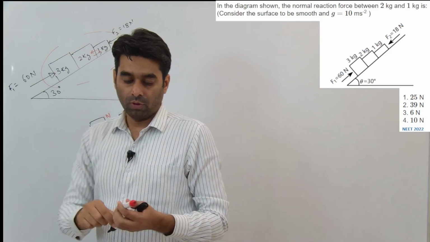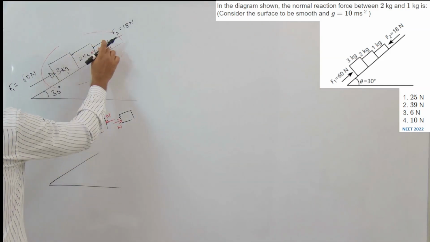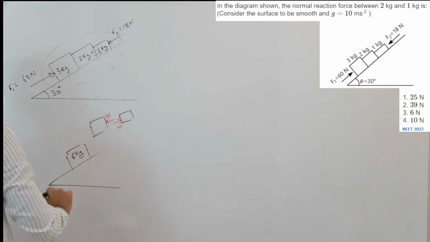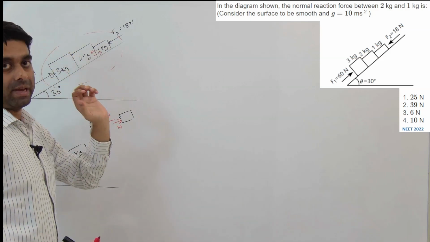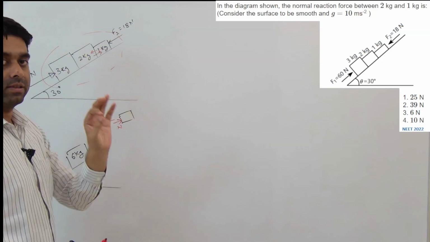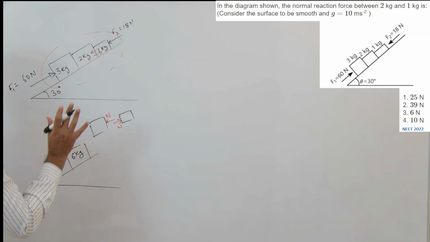And therefore, I'll redraw it as a single system. This is 3, 2, 1. So basically, I'll take it as a 6 kg single block. Why am I able to do this? Because we know that they are constrained to move with the same acceleration, whether downward or upward, we'll check that, but they will be moving with the same acceleration. That's why I have considered them as a single block, right? A single system. So 6 kg.